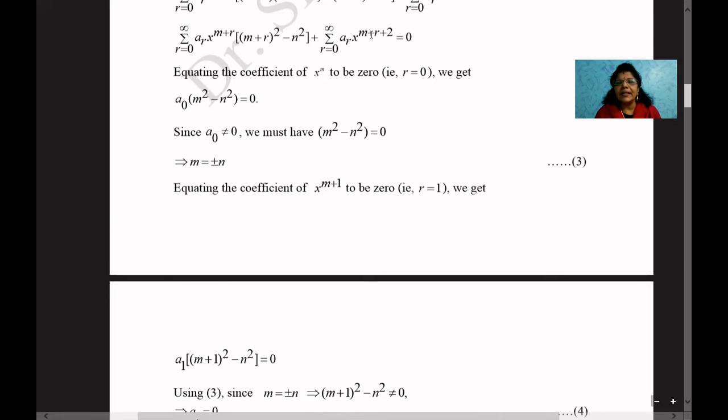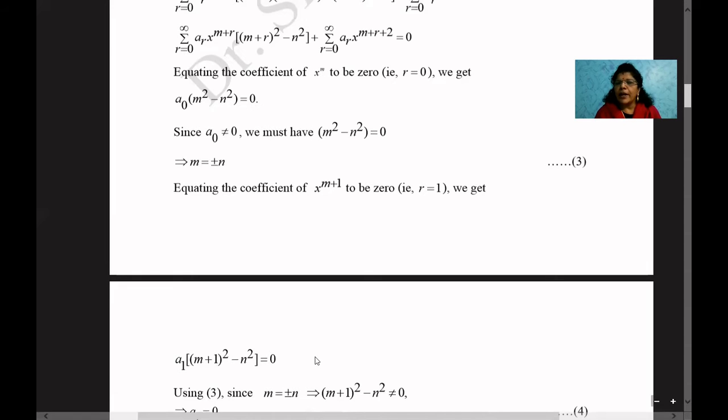And what about the second term? When will we get x power m plus 1 here? If r is minus 1, correct? Choose r is equal to minus 1. m minus 1 plus 2 means you will be getting m plus 1. But r is equal to minus 1, can you choose? No. Why? Because the r value lies in between 0 to infinity. So the second term does not exist. So only the first term you will get.